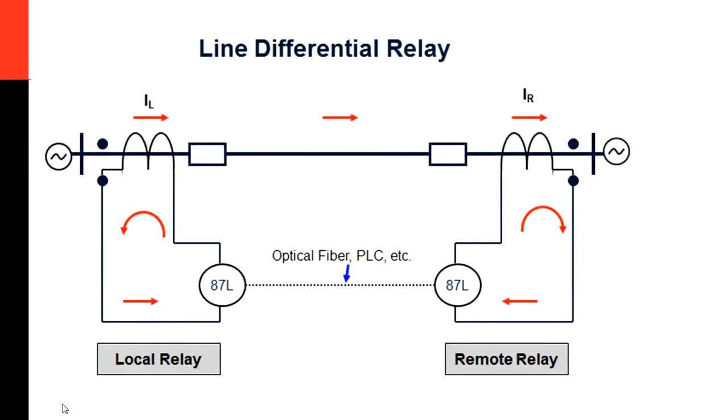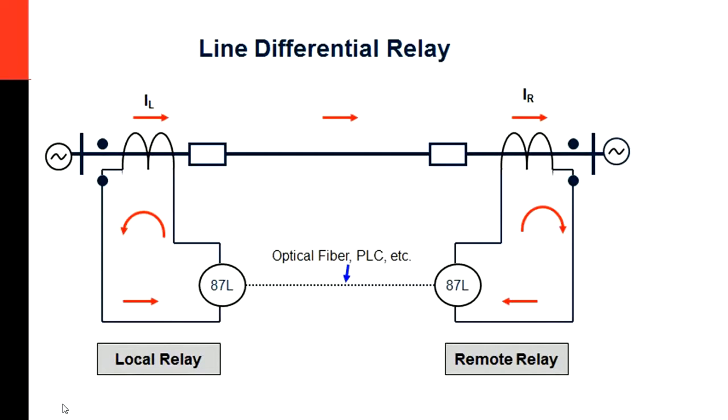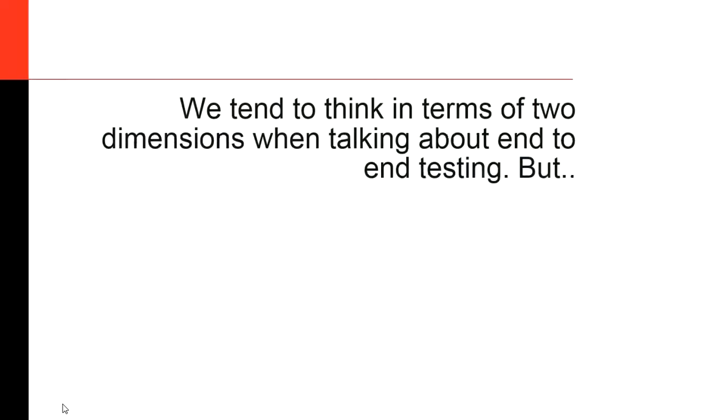Since most applications are like this, and most applications of end-to-end testing are like this, we tend to think of end-to-end testing in two dimensions. We tend to think in only two relays talking to each other, and we tend to then think of end-to-end testing as, okay, we're just synchronizing two test sets and doing what's appropriate to test such schemes.